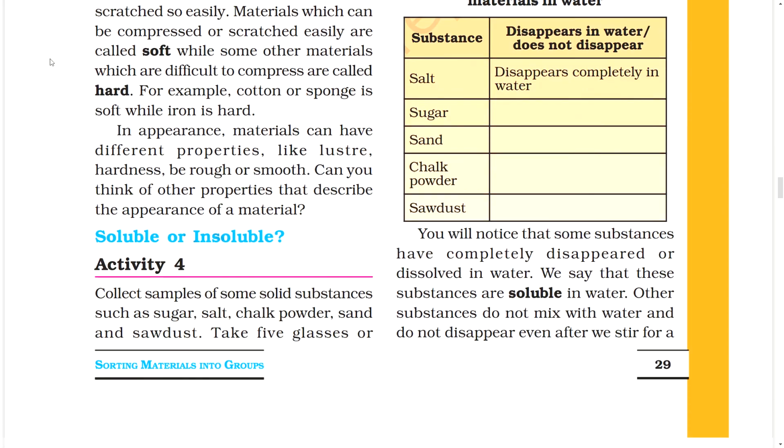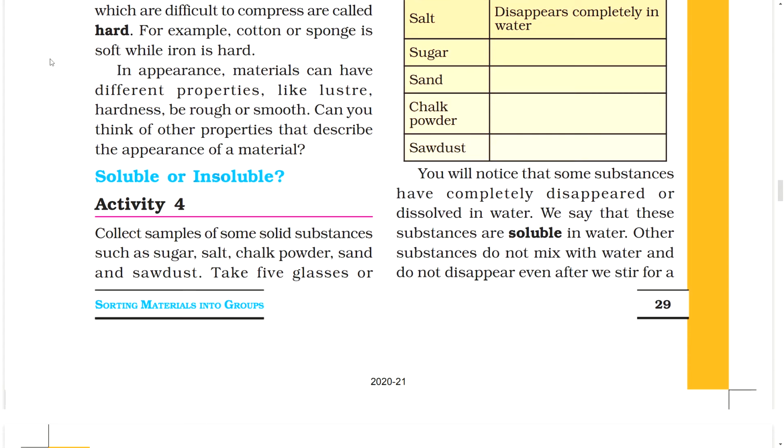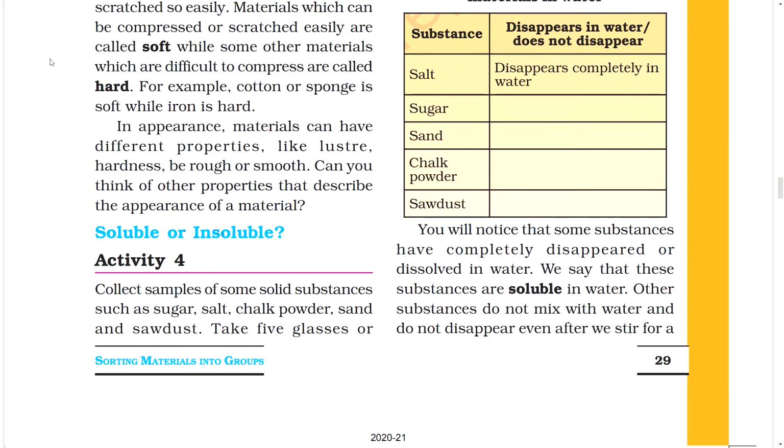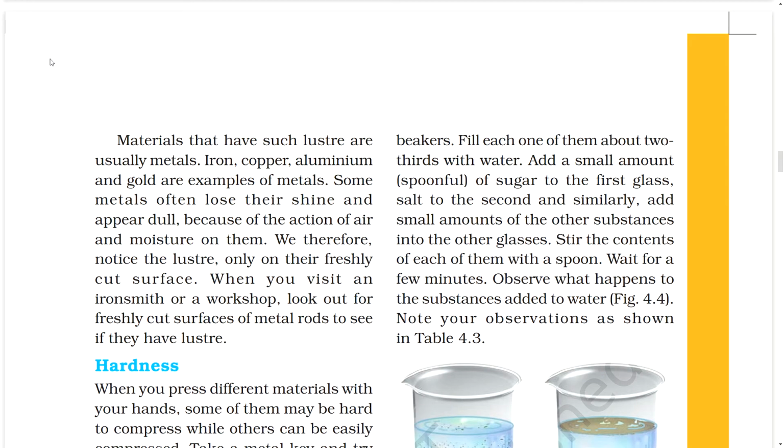Soluble or insoluble? Activity 4. Do this. Collect samples of some solid substances such as sugar, salt, chalk powder, sand, and sawdust. Take 5 glasses or beakers, fill each one of them about 2/3 with water. Add a small spoonful of sugar to the first glass, salt to the second, and similarly add small amounts of the other substances into the other glasses.